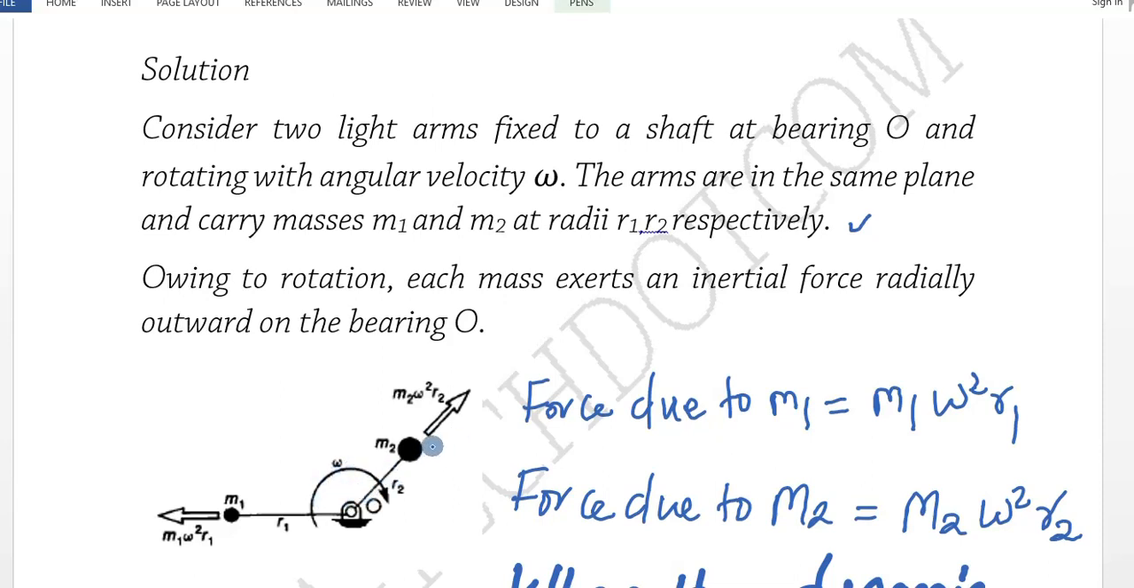Likewise, mass body 2, which has mass m2, is going to experience an inertial force m2 omega squared r2 radially, trying to pull it out of the circle which it is describing as it is rotating around O, the bearing O. The force due to m1, as we have already said, is m1 omega squared r1. Force due to m2 is m2 omega squared r2.